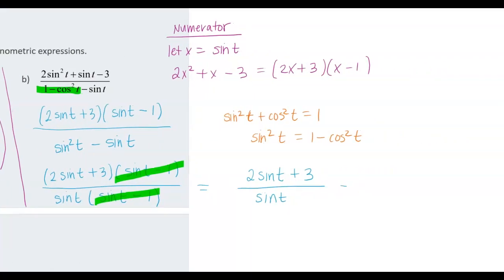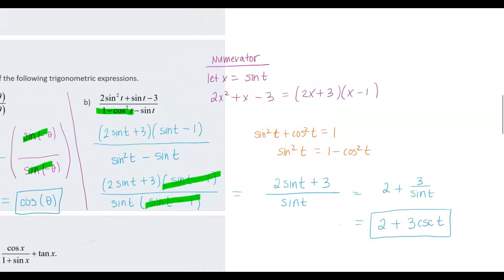Or 2, I'm going to divide sine t into both terms, plus 3 over sine of t. I think I'm going to write this as 2 plus 3 times the cosecant of t, just taking that reciprocal of sine. 1 over sine changes into cosecant. That's a much simpler format than the original that we started with.